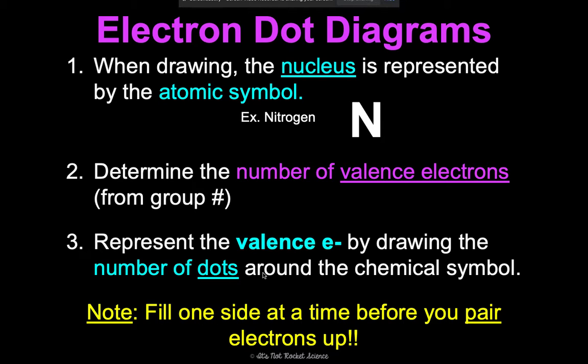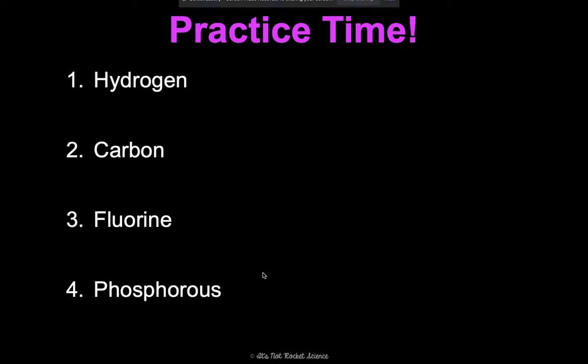As a note, make sure you fill one side at a time before you pair electrons up, just like I taught you to do during Bohr models. This is a good habit. That's why I had you start that then. So, for example, nitrogen has this many valence electrons, and we did that in a circle. And then it started adding and pairing just like this. Nitrogen has 5 valence electrons, so there are 5 valence electrons on our electron dot diagram.